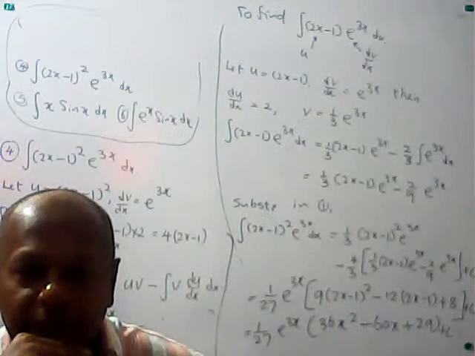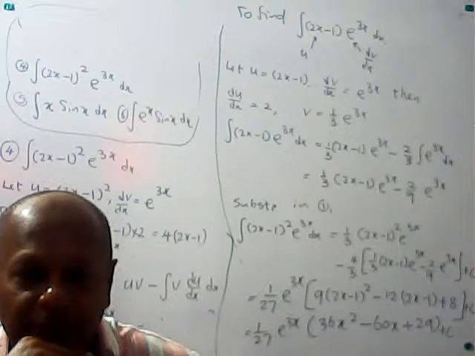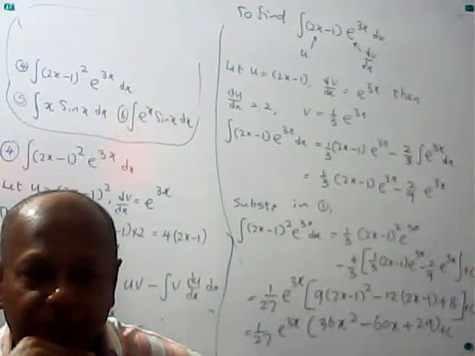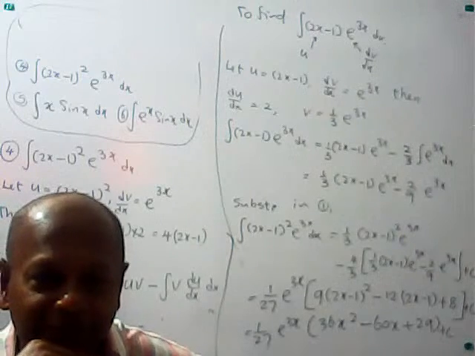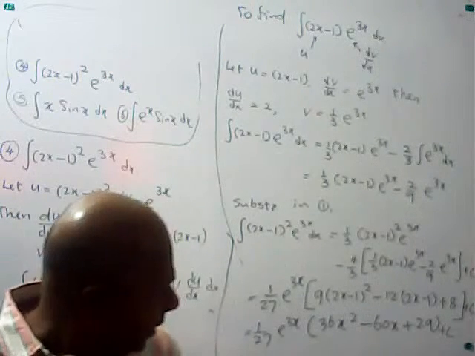You are taking e to the power 3x divided by 27 out. Then it's 36x squared minus 60x plus 29.